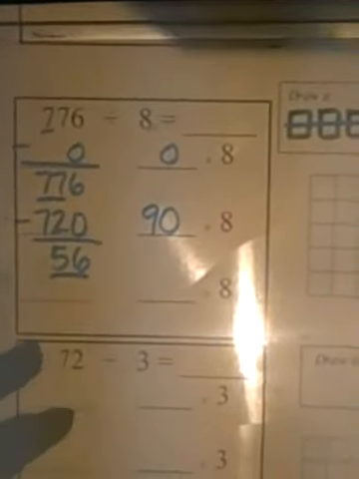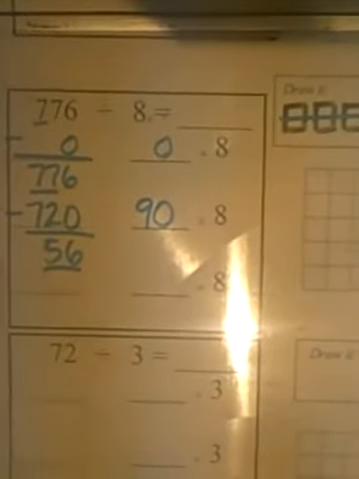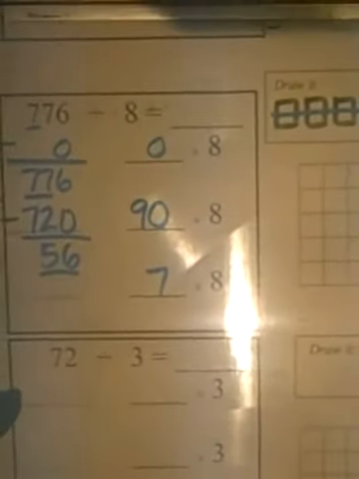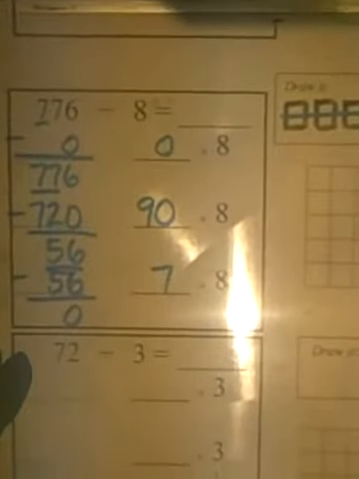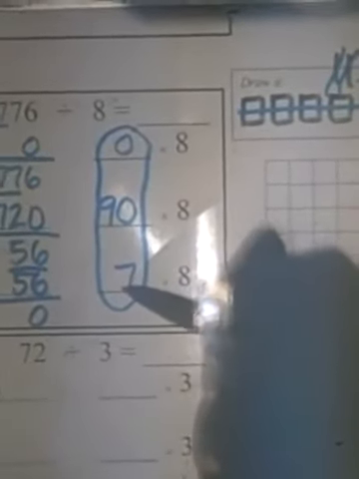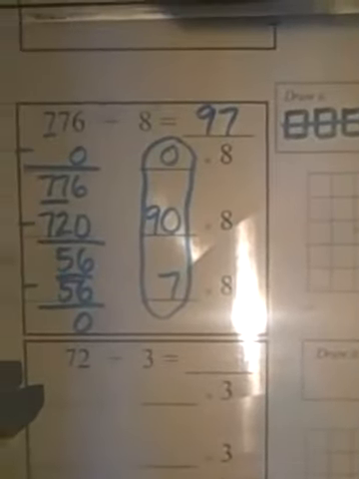So now I'm breaking my 56 ones into 8 groups. So I'm going to roll my 8s. I'm going to get 7 ones inside each group. And now I'm going to multiply to see what I've just gotten rid of. 7 times 8 is 56. I subtract, and I've got nothing left over. I just got rid of my 56 ones. So my answer again is 0 in the hundreds, 90 in the tens place, and 7 ones. So 97 is my answer.